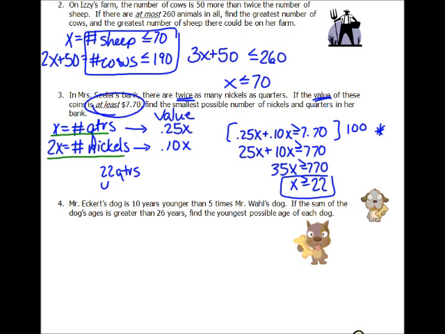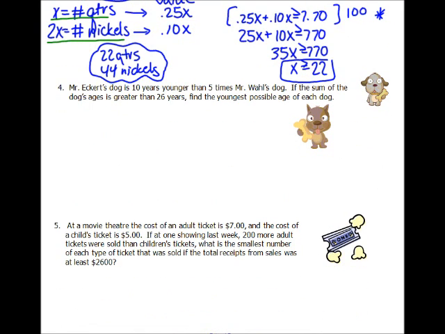I don't really have room up there, so I'm going to write it down here. Okay, Mr. Eckert's dog. This is back to the standard that we're used to. Mr. Eckert's dog is 10 years younger than 5 times Griffin's dog. You guys can do this one on your own. So why don't you go ahead, set it up, solve it, and see what you get.